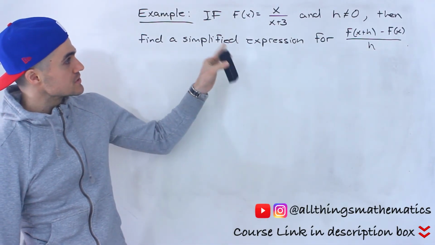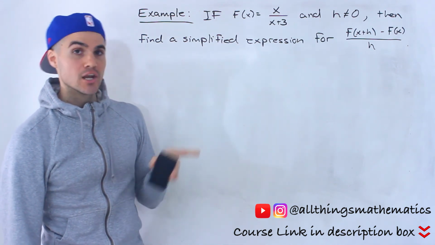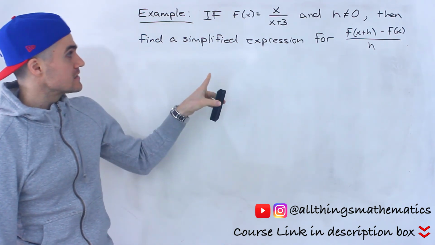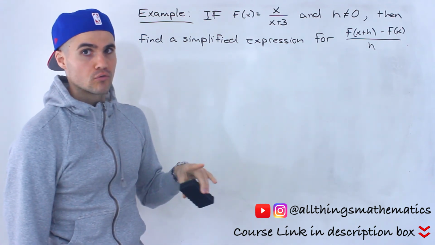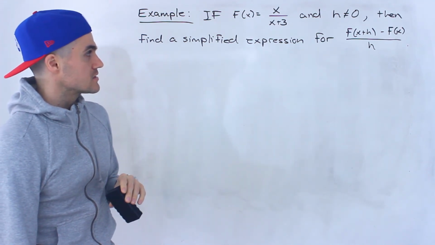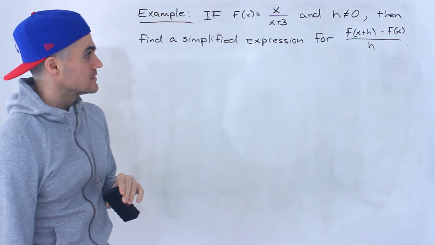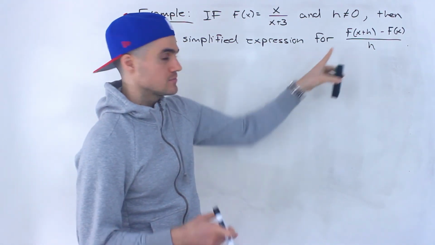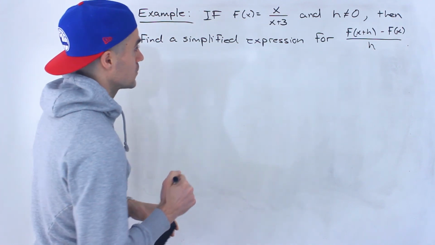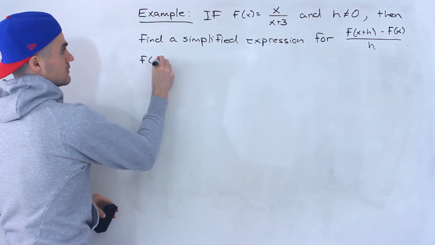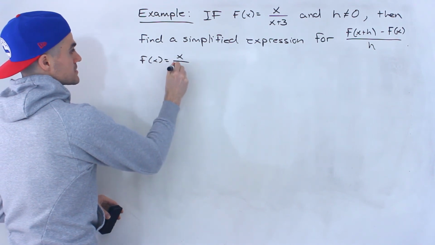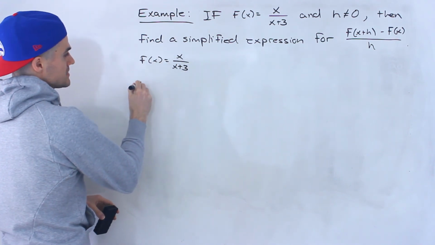So if f of x equals x over x plus 3 and h cannot equal 0, then find a simplified expression for f of x plus h minus f of x all over h. So this is going to be some practice using function notation, and then there's going to be a lot of algebra as well.